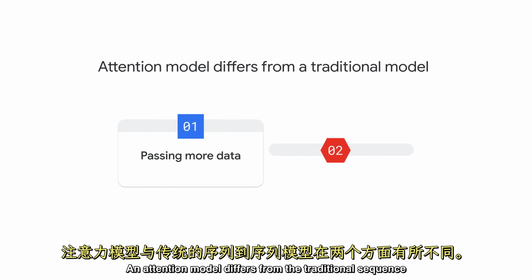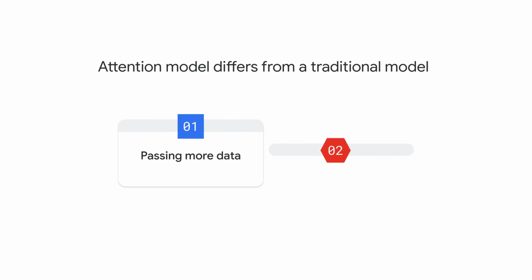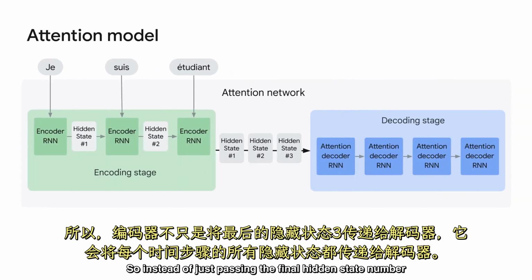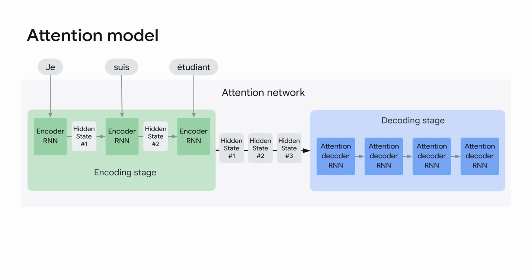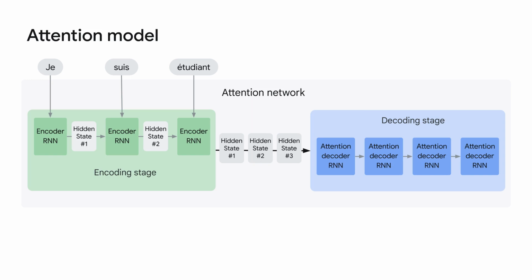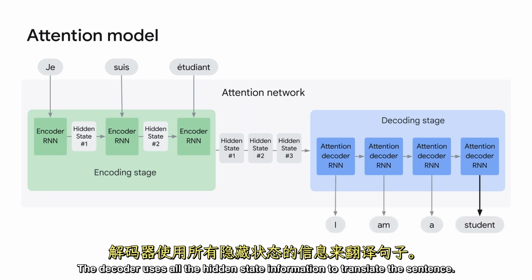An attention model differs from the traditional sequence-to-sequence model in two ways. First, the encoder passes a lot more data to the decoder. So instead of just passing the final hidden state, number 3, to the decoder, the encoder passes all the hidden states from each time step. This gives the decoder more context beyond just the final hidden state. The decoder uses all the hidden state information to translate the sentence.